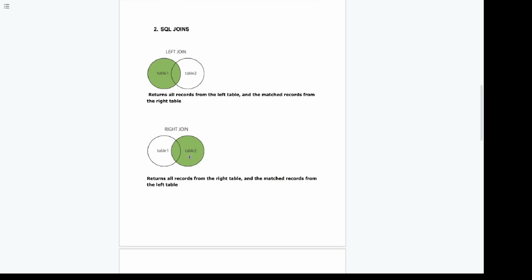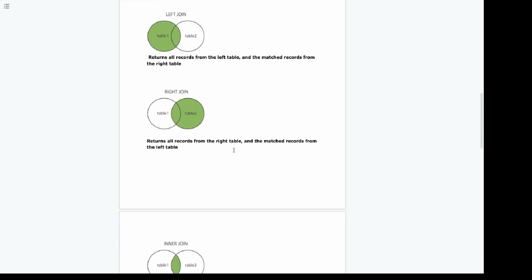So first it will return all the rows from table 2, and it will match the common rows in table 1, and it will only return common rows from table 1. You can look at this Venn diagram, it will be better understood.